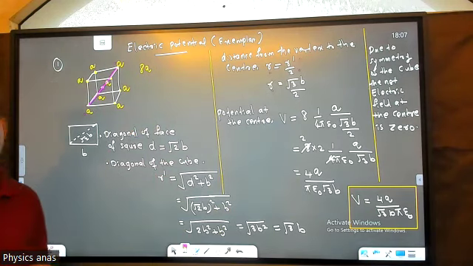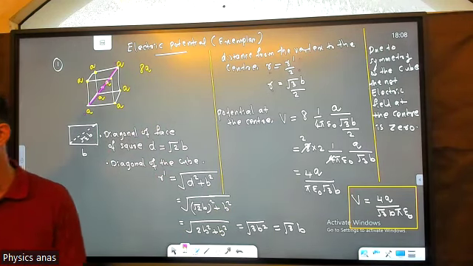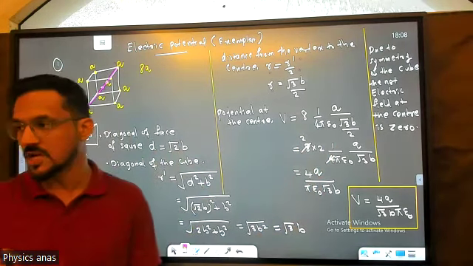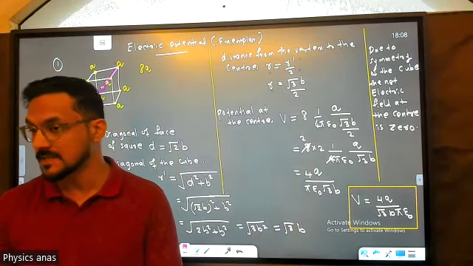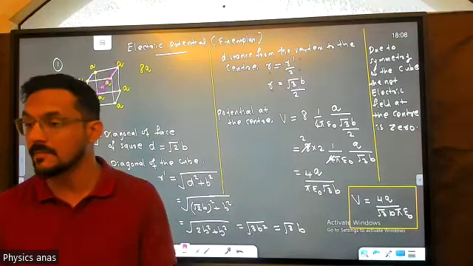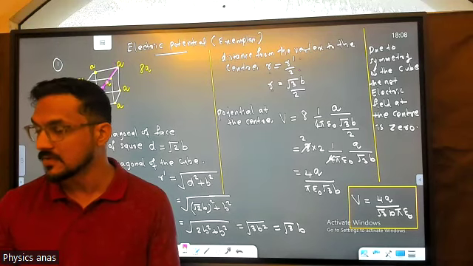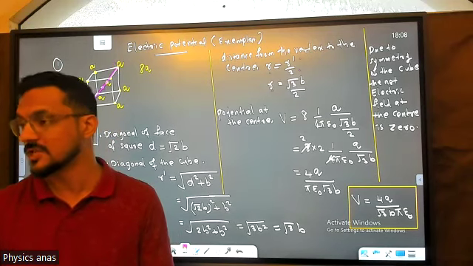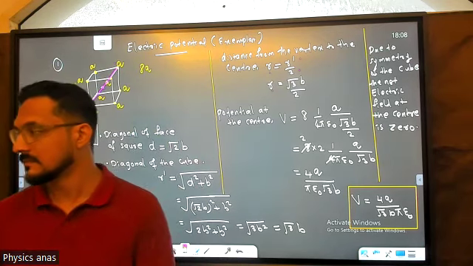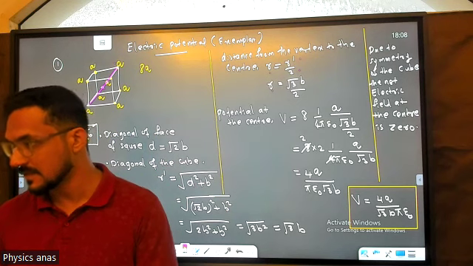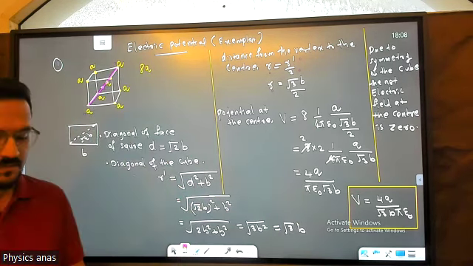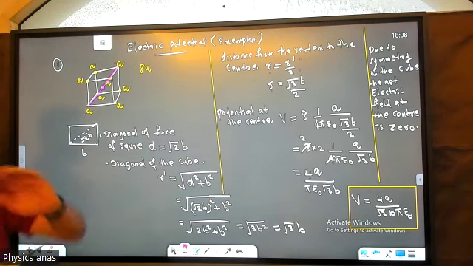Now you have r, you can find the potential. What will that be? 1 by 4 pi epsilon naught, q by r, is the value of potential. But there are 8 charges, so there will be 8 potentials. When you add them, they are the same, so you can just multiply by 8. Just calculate that and you will get an answer. That's the first question.